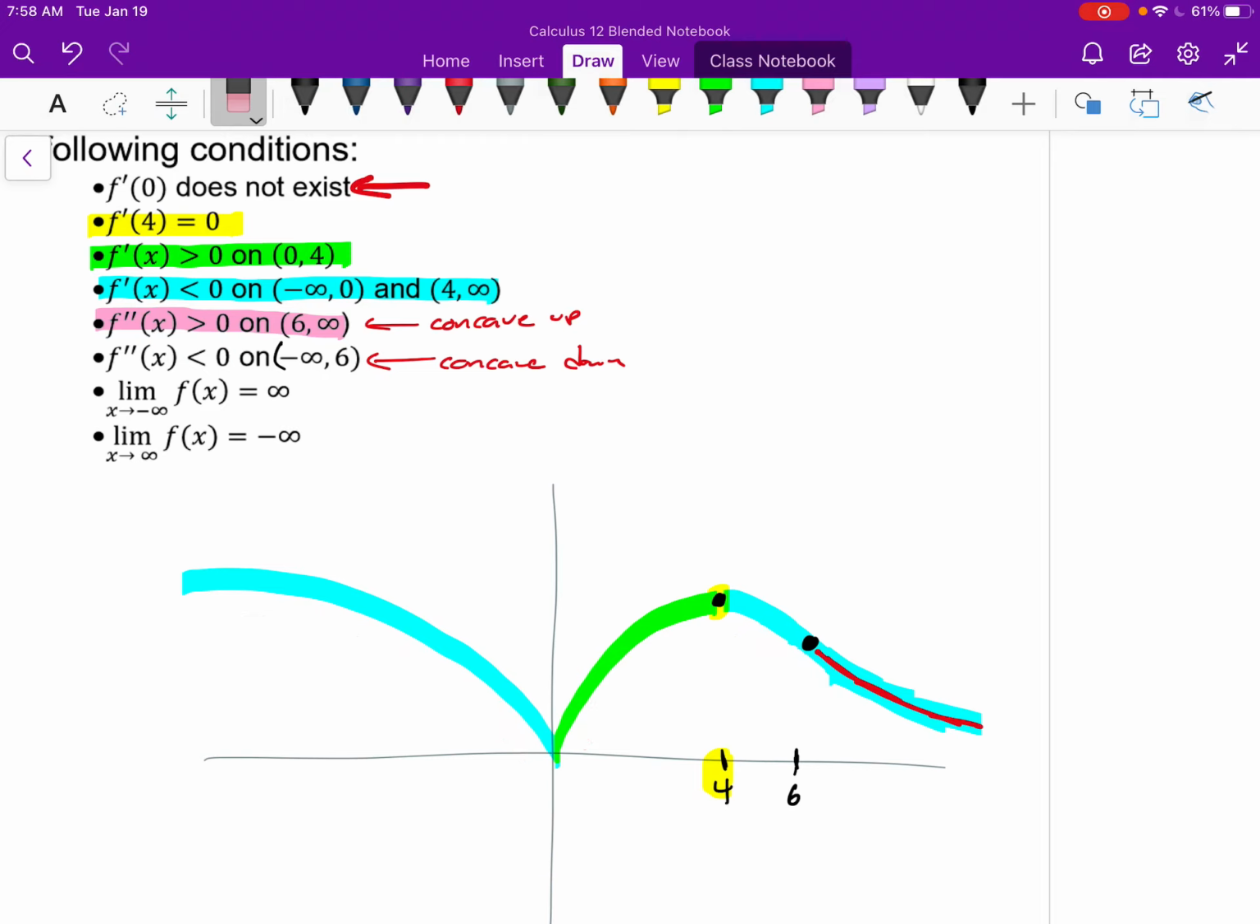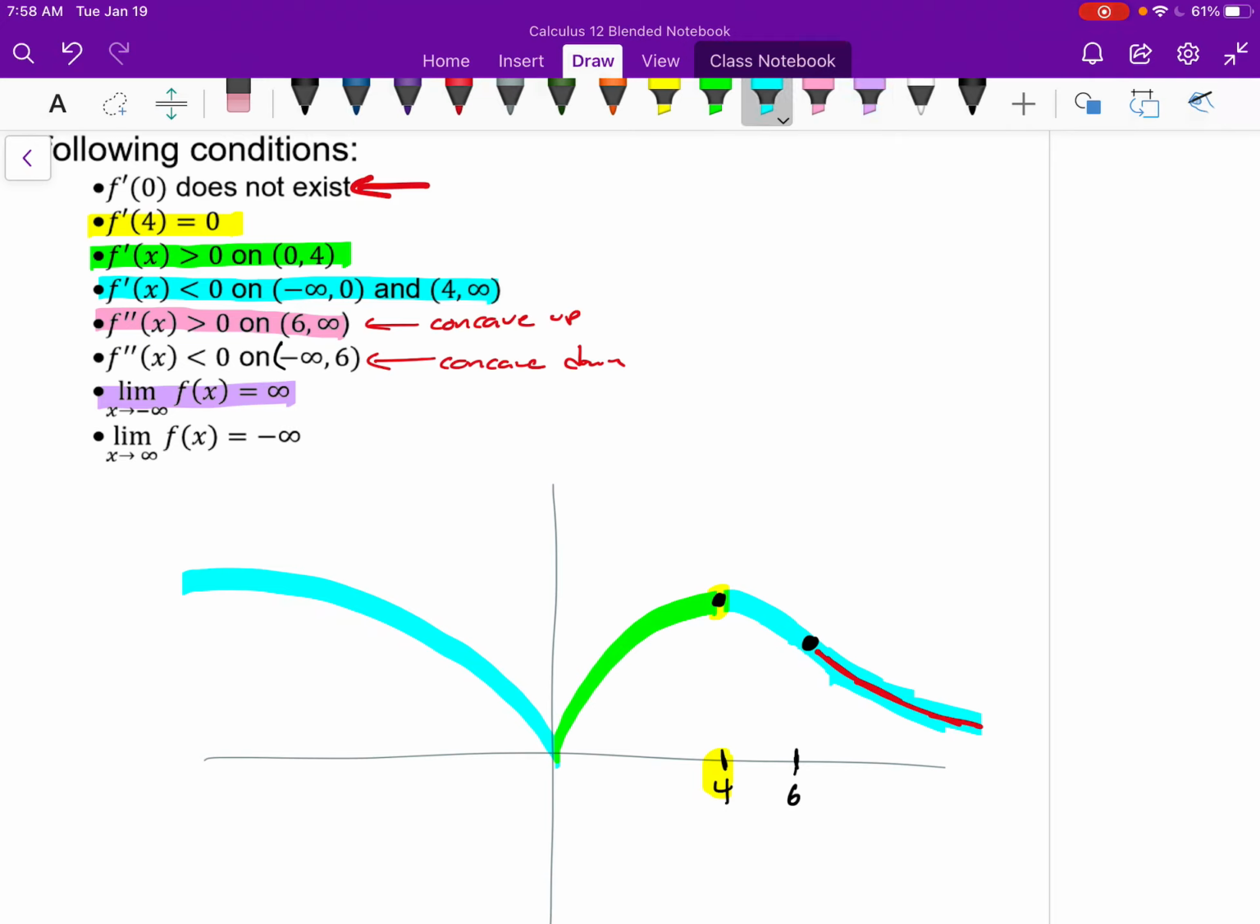Lastly, I have these limits. As I approach -infinity, the limit of the function is infinity. Sorry, I think I said there's asymptotes, but no, there's not, because the limit is infinity. So all that means is my end behavior is going up. And so as I approach -infinity, my function gets infinitely large.